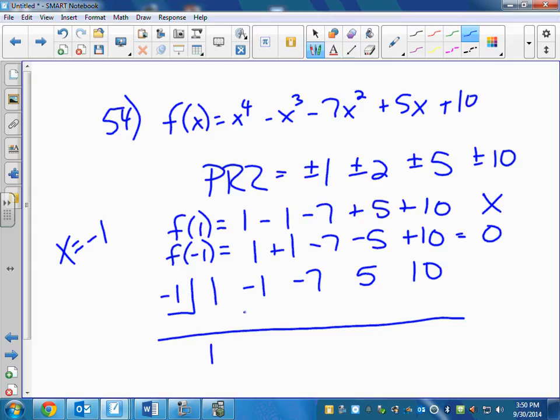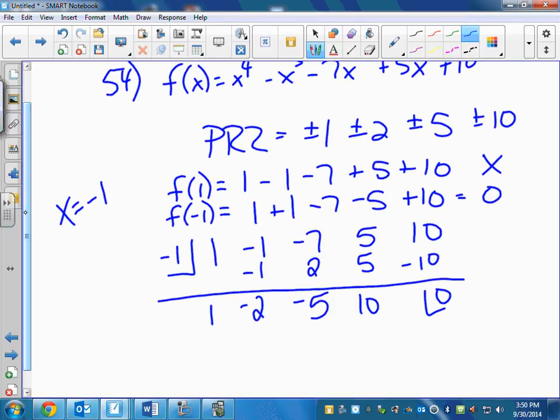So if I divide that out using synthetic division, the difference between this problem and the ones we did yesterday is all the ones we did yesterday were third degree. So when we divided it out, it was a quadratic. But on this one we divided out, it was a fourth degree to begin with. So now I'm going to get x to the third minus 2x squared minus 5x plus 10, and I'm going to have to solve that.